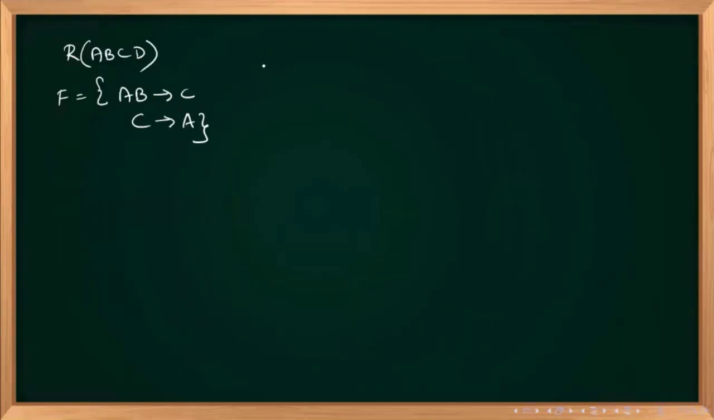Write this question. Relation schema A, B, C, D. Functional dependency set: A, B determines C, C determines A. Can you find all the candidate keys from this one? Once you get the candidate keys, you can type how many candidate keys you got and what are the candidate keys. Please do it.